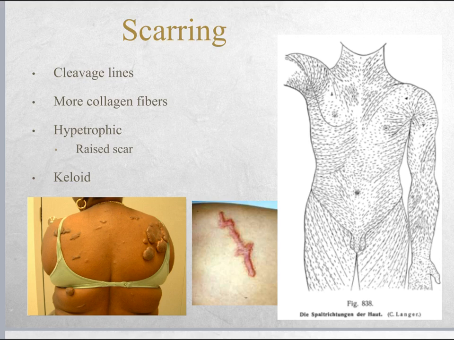We see more collagen fibers and we get hypertrophic or raised scars. So if you look in the picture in the middle, you see a hypertrophic or raised scar. The picture on the left are keloids. So these are outcroppings of collagen fibers. Now, how do they treat this? Usually they can remove them surgically, or they can use radiation to destroy those collagen outcrops.